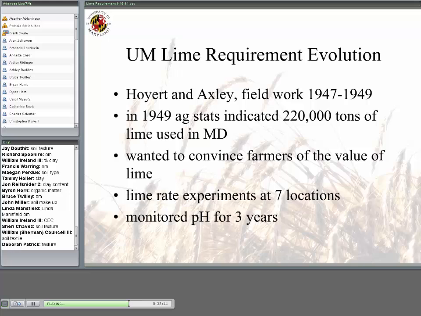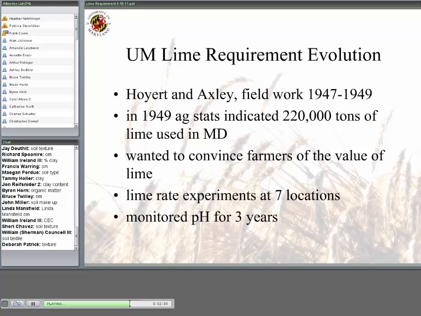Okay, let's talk a little bit about University of Maryland's lime requirement evolution. First of all, that field work I talked about early on this afternoon was done by Hoyert and Axley. Axley was the soil chemist at the time. The publication that they put out based on their work was very interesting.